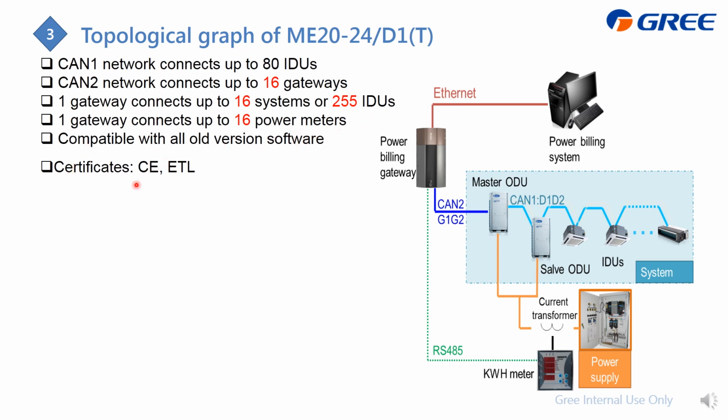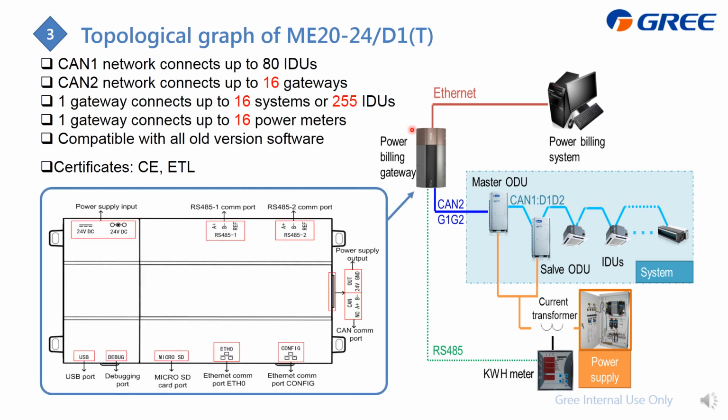And here is the certificate information of this gateway. As for the detailed wiring, it is this one. Here is the power supply, and to connect with the GNV system, you need to connect number 1 to here, the CAN2. For the power meter, just connect to this number 2, and then the PC connects from number 3, the Ethernet cable.